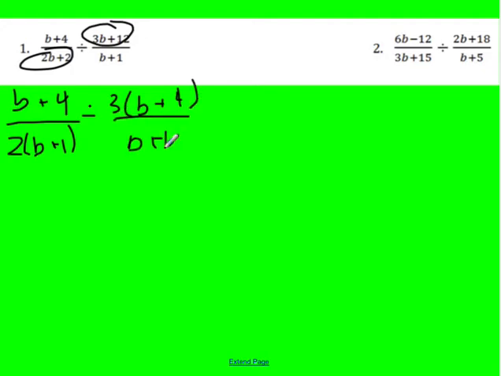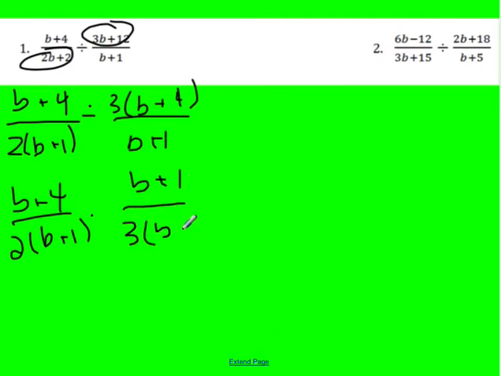So now I need to flip that second fraction. So I have b plus 4 divided by 2 times b plus 1. That's going to stay as is. Then I'm going to flip that second fraction, so b plus 1 comes up top, and then 3 times b plus 4 comes down to the bottom.